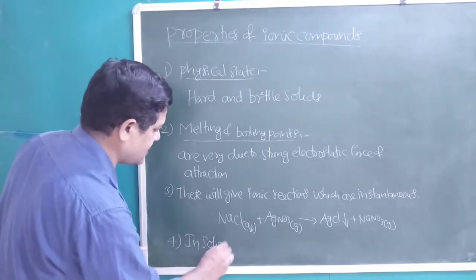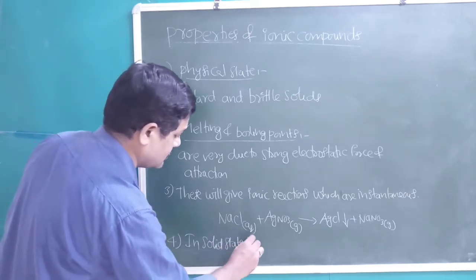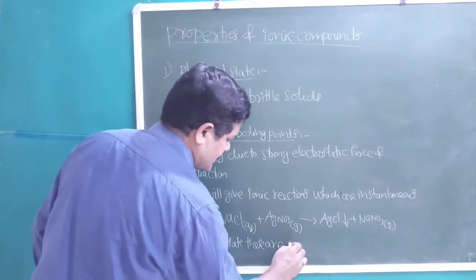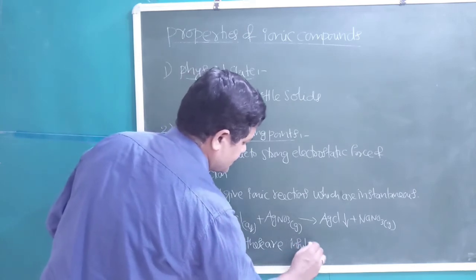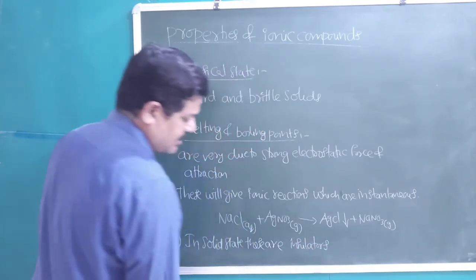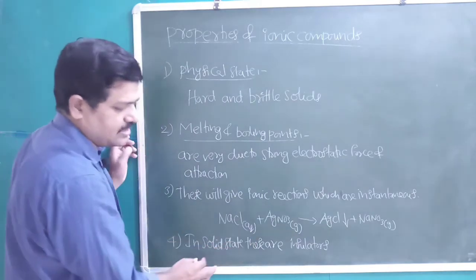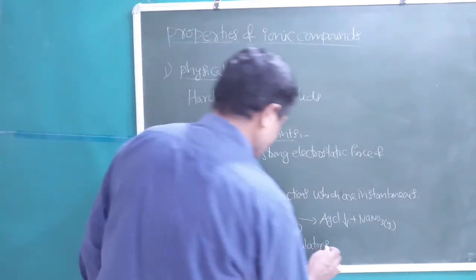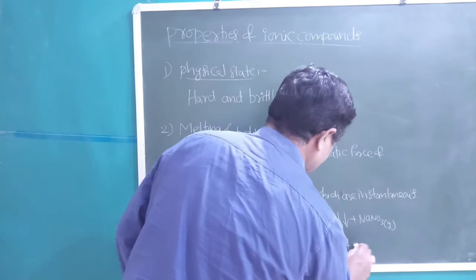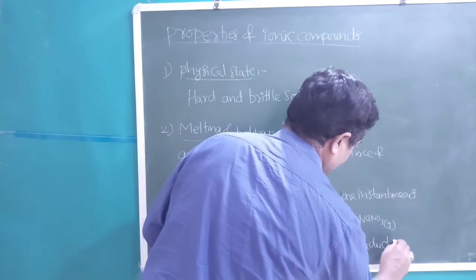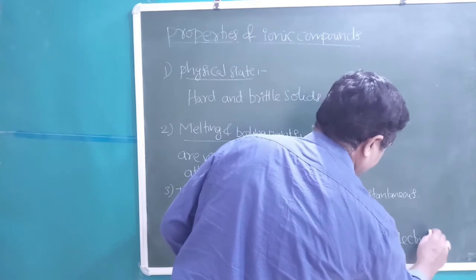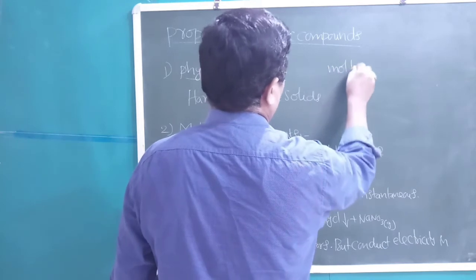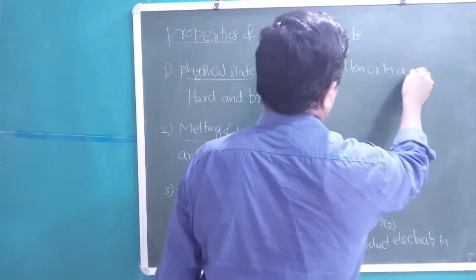In solid state, ionic compounds are insulators. These do not conduct electricity when present in the solid state because ions are tightly packed in the crystal lattice, but conduct electricity in molten or in aqueous state.